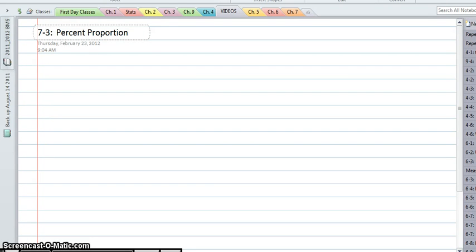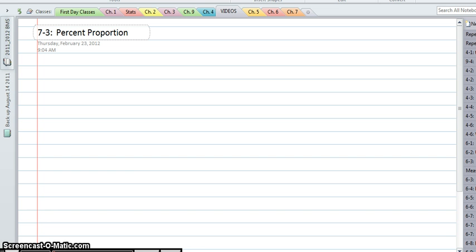Today we are going to talk about the percent proportion. You have learned about this before in 6th grade math, and we are going to review it today and apply it to the problems that we are going to work on. So what is the percent proportion? Well, let me just remind you, jog your memories.